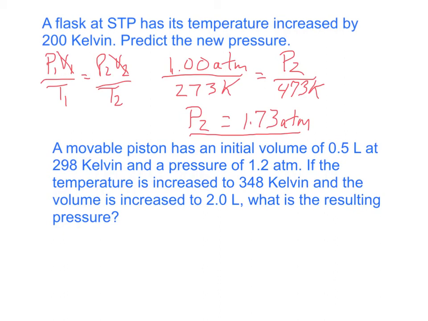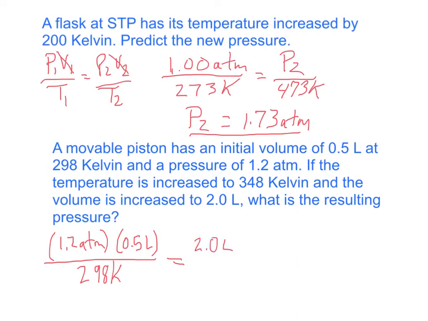So the initial pressure is 1.2 atmospheres multiplied by the initial volume of 0.5 liters divided by the initial temperature of 298 Kelvin. And we're going to set that equal to the second set of conditions, which is 2.0 liters multiplied by our unknown, which is again P2, and then divided by the 348 Kelvin. And again, we're still solving for P2 in this one.